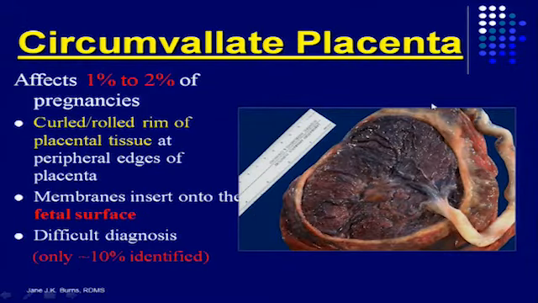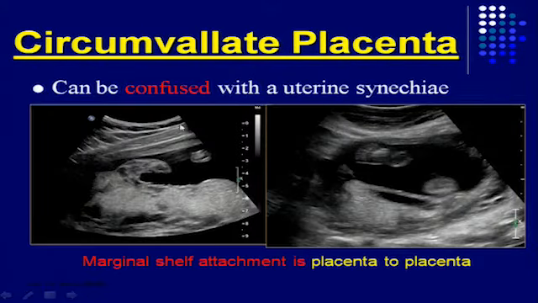A circumvallate placenta only affects about 1 to 2% of pregnancies. It's just a rolled rim of placental tissue at the peripheral edge of the placenta. So it's a mismatch between the amnion and the chorion. So the membranes actually are inserted into the fetal surface of the placenta. So you can see this little rim of tissue all the way around here. Most of the time it's just one area of the placenta that's affected, unless it involves more than 60% of the placenta. It usually is not a problem.